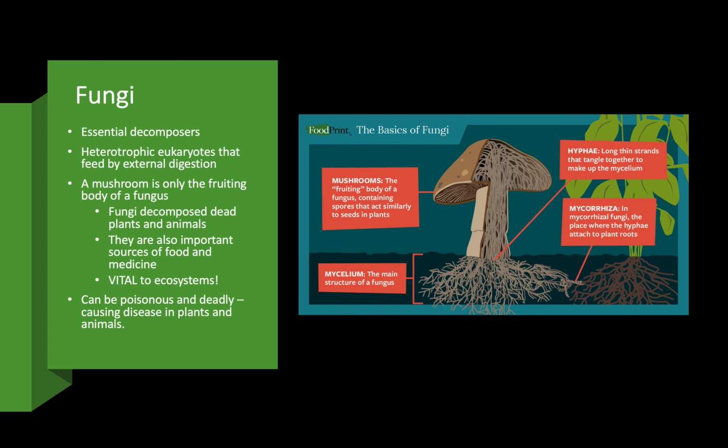So finally, let's talk about fungi. So fungi are essential decomposers, heterotrophic eukaryotes that feed by external digestion, so they do eat things from outside. A mushroom is only the fruiting body of a fungus, so it's like the fruit of that fungus. Fungi decompose dead plants and animals, which is extremely important. They're also important sources of food and medicine for other organisms as well as us, and they are vital to our ecosystems, but they can be poisonous and deadly, causing disease in plants and animals.